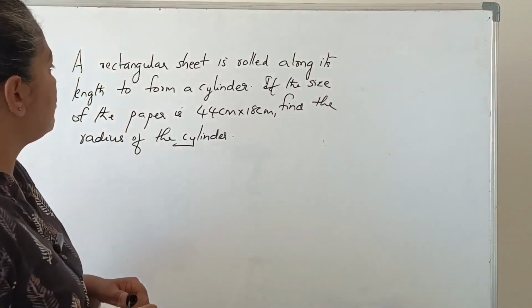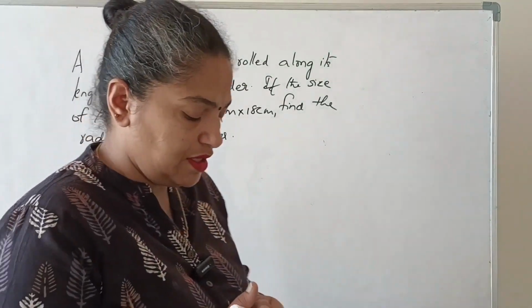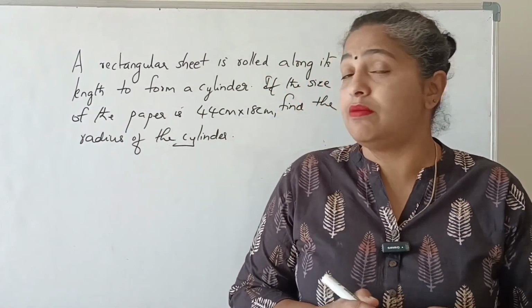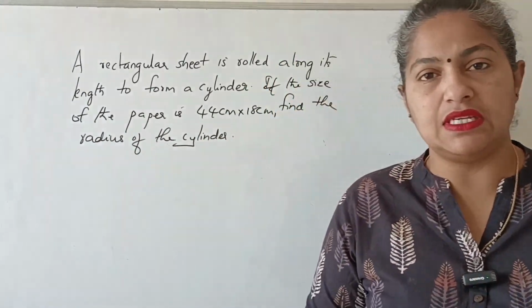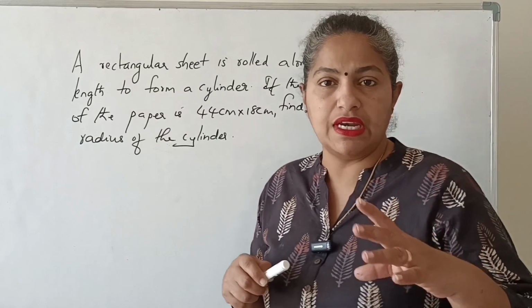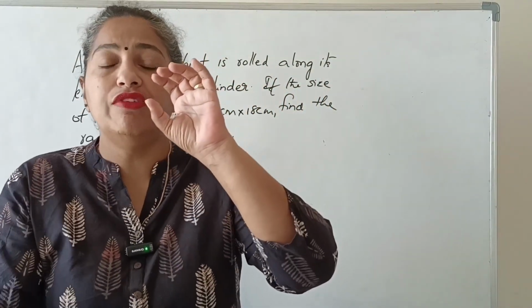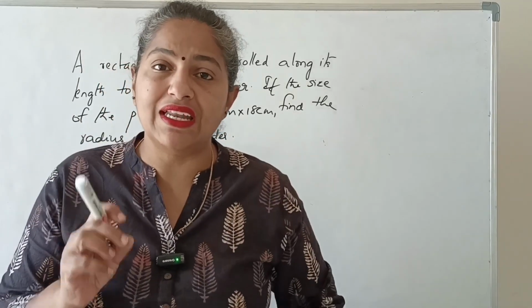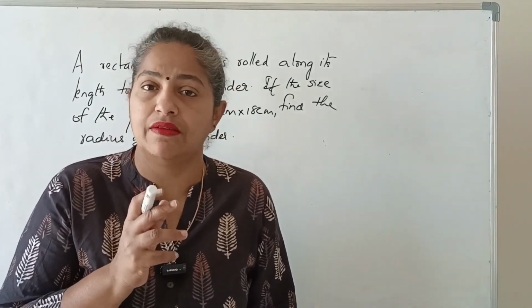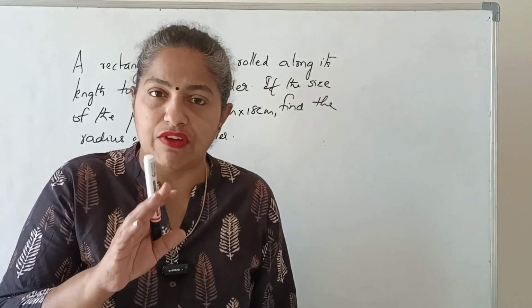A rectangular sheet is rolled along its length to form a cylinder. If the size of the sheet is 44 centimeters by 18 centimeters, find the radius of the cylinder. See, this concept I have already discussed: when we are folding the paper along the length and along the breadth, which measurement we should take as the circumference of the base. Correct? So we will go through it once again.